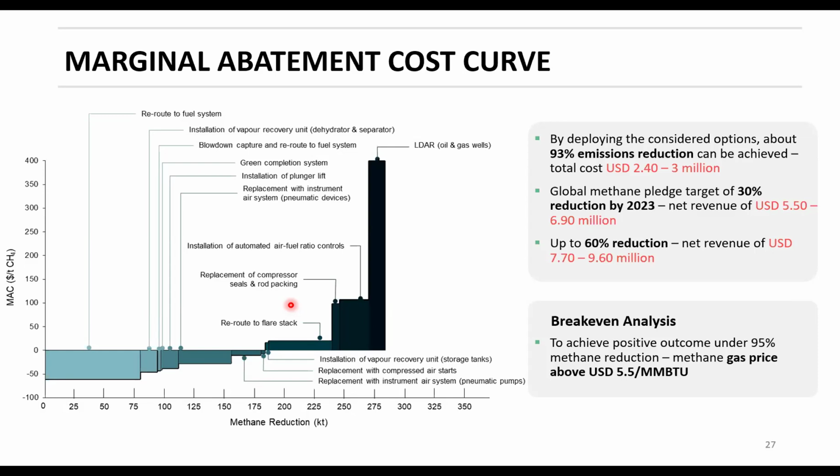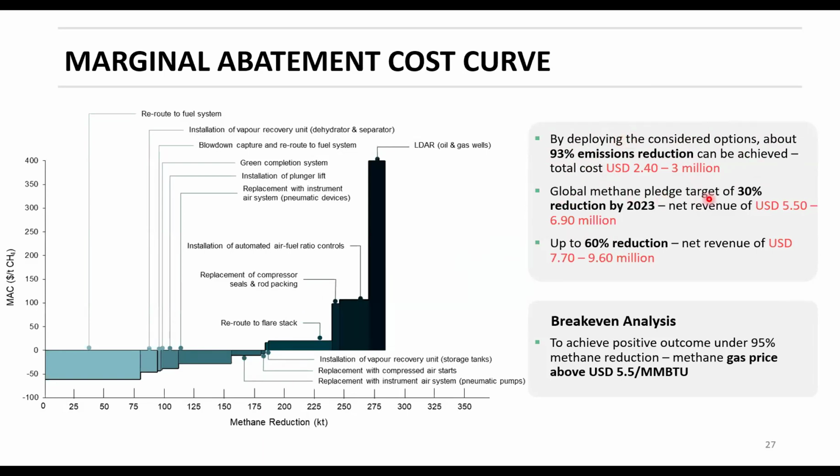We just recently got some additional information. So what we did was, we didn't want to present with a narrow uncertainty range. We wanted to do it a bit bigger because we had some recent developments in information as well, which I will mention in the next slide. But looking at the curve here, we realized that by deploying all the considered options, about 93% of emissions reduction can be achieved within this cost. So this is about 2.4 to 3 million USD, right?